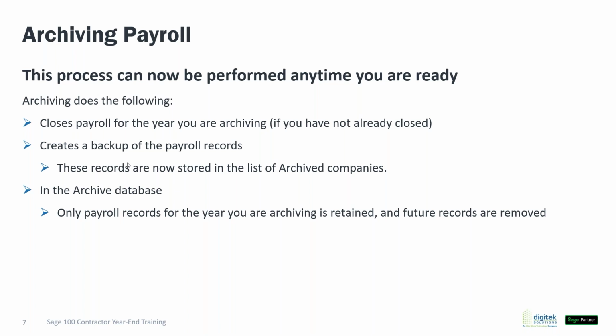The nice thing about doing a close now is that you can wait and archive your payroll at any time you want. Say you want to do it 6 months later or 2 years later, you now have that ability. And basically it will create a backup. In the archive database, all that is in there is the data from the time you archive. So let's say you're archiving payroll 2022. It's going to take all those 2022 records, move them into the archive database, and remove them from your operating database.